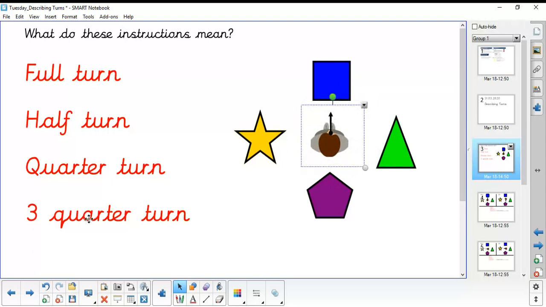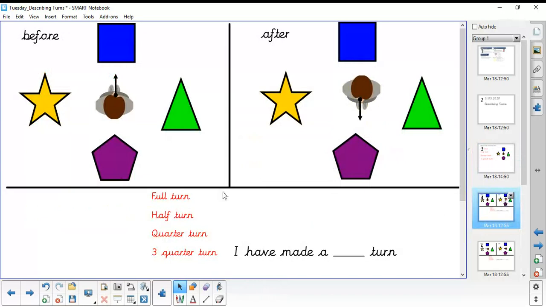And lastly, 3/4 turn. Thinking again back to your fractions, we have 1/4, 2/4, 3/4 turn. This time, we have the man looking at the blue square, and after he's moved, he's looking at the purple pentagon. What word would you use from here to complete the sentence? I have made a half turn.